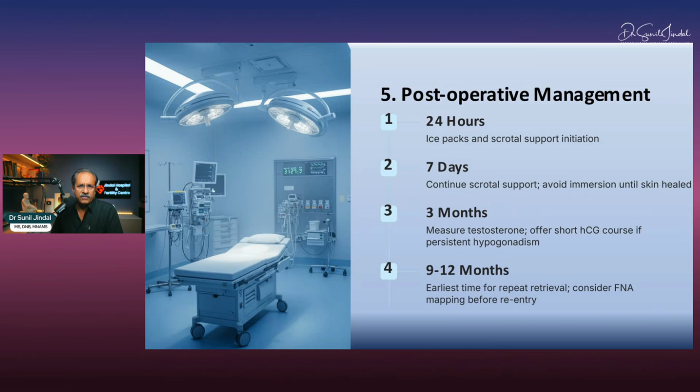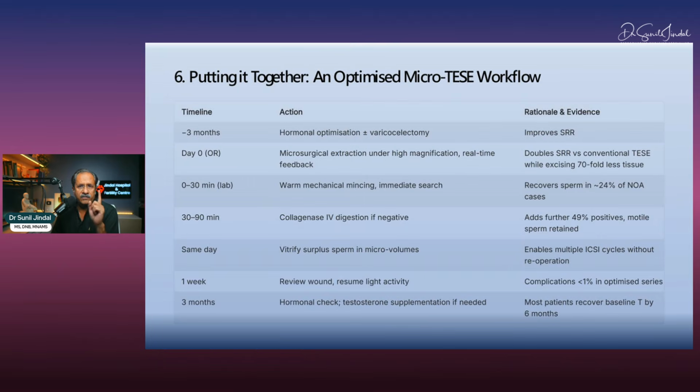Now, post-operative management is 24 hours. You have to give scrotal support. Few people give ice packs, I don't. After 7 days, you still continue the scrotal support. It normally heals well. At 3 months, measure testosterone if you need to. Give HCG if the patient wants. At 9 to 12 months, normally the patient has recovered completely. And if a re-micro-TESE needs to be done, then an FNA needs to be done before entry.